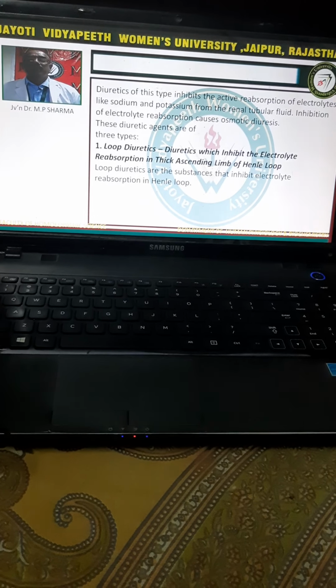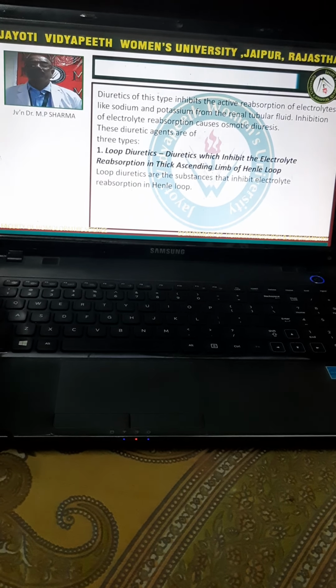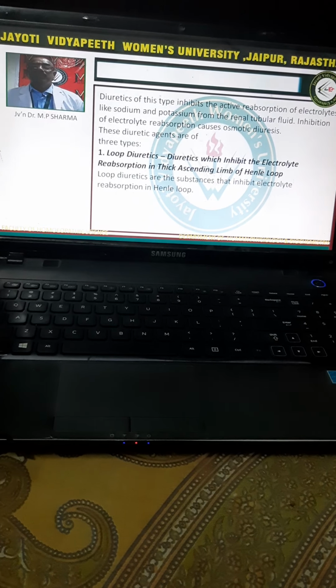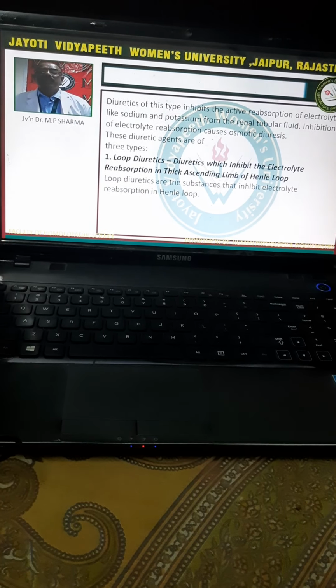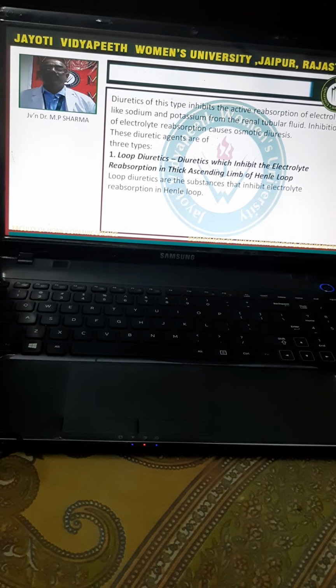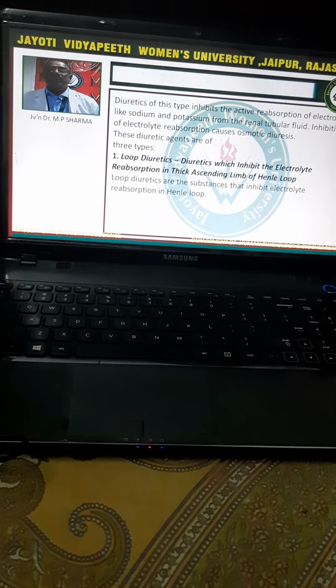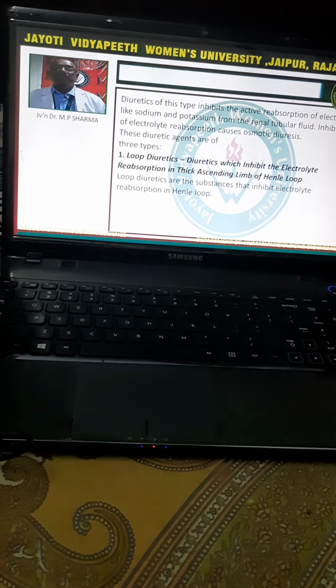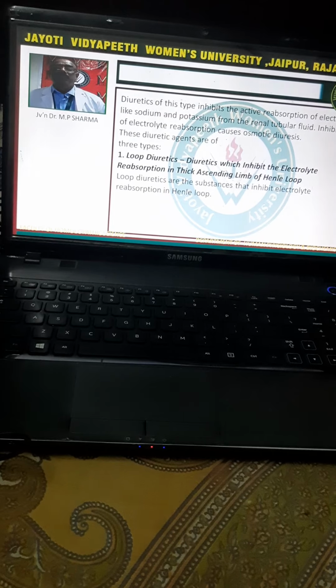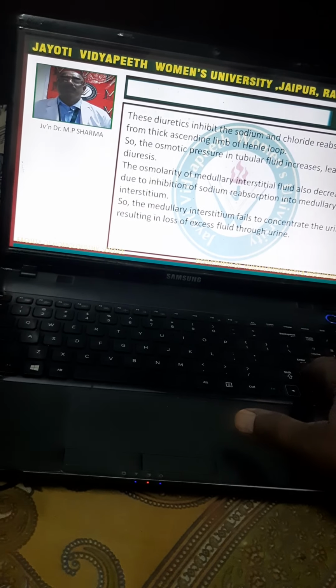Diuretics of this type inhibit the active reabsorption of the electrolytes like sodium and potassium from the renal tubular fluid. Inhibition of electrolyte reabsorption causes osmotic diuresis. And these diuretic agents are of three types: loop diuretics, which inhibit the electrolyte reabsorption in the thick ascending limb of the Henle.